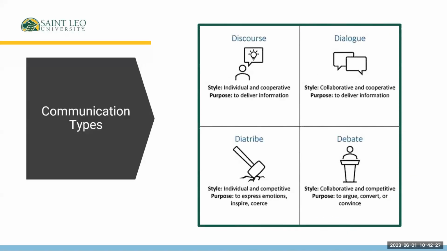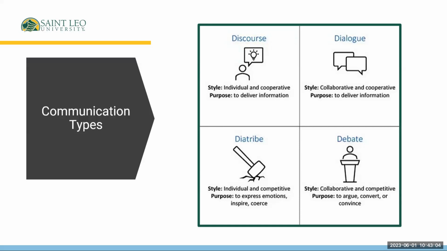Communication can take many forms. The four major types of conversations are discourse, dialogue, debate, and diatribe. Consider these types when designing asynchronous discussions. Discourse refers to conversations where individuals deliver information to one another in a cooperative environment. For instance, learners sharing research findings with one another. Dialogue is collaborative and competitive with the purpose of delivering information. For example, a group discussion where learners are working together to respond to a discussion prompt.